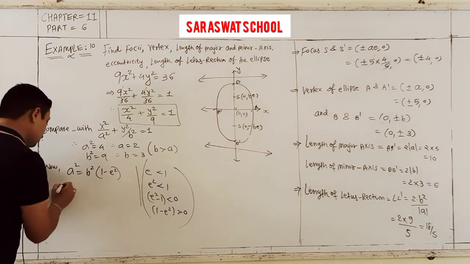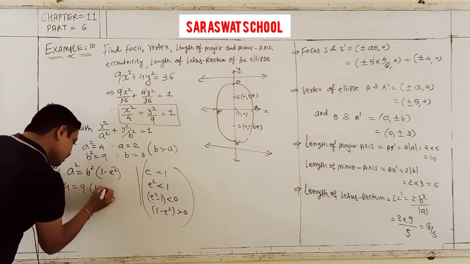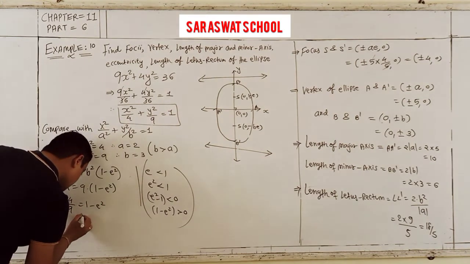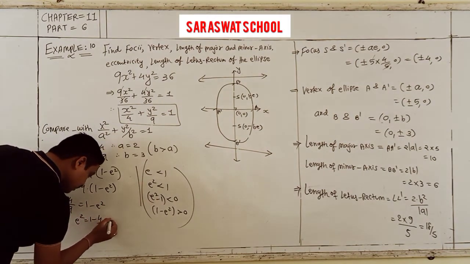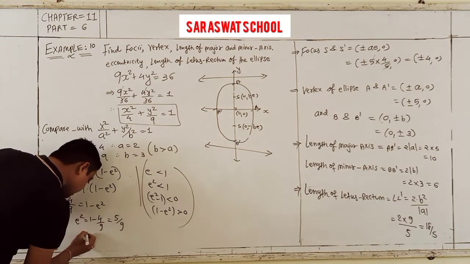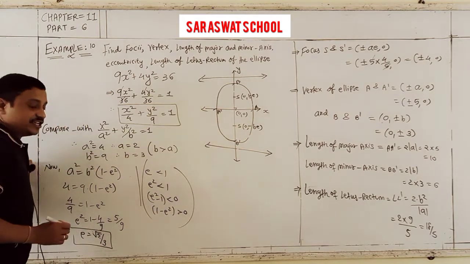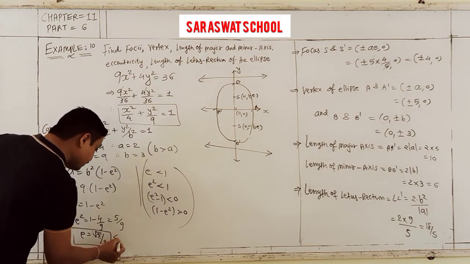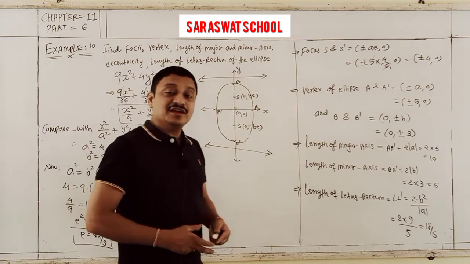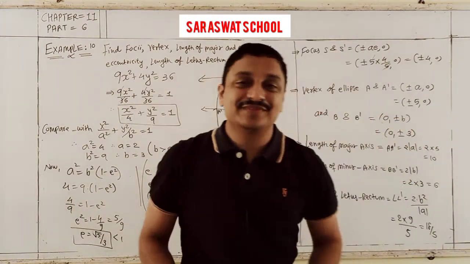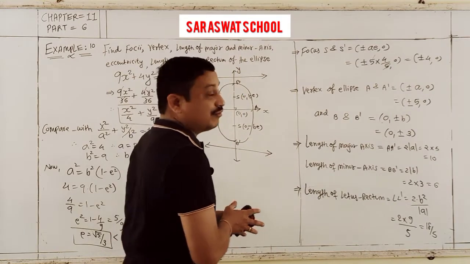A square is 4, b square is 9. So exactly 4 by 9. E square becomes 1 minus 4 by 9, which is 5 by 9. E becomes root 5 by 3. Yes, that's your eccentricity. E, and you also check that it is necessarily less than 1. Now I am going ahead with our focus.